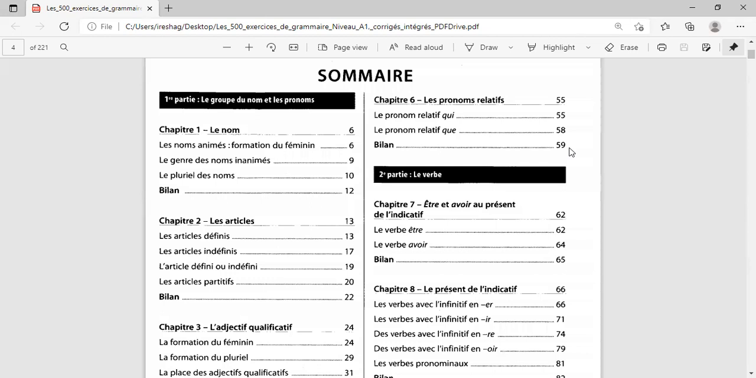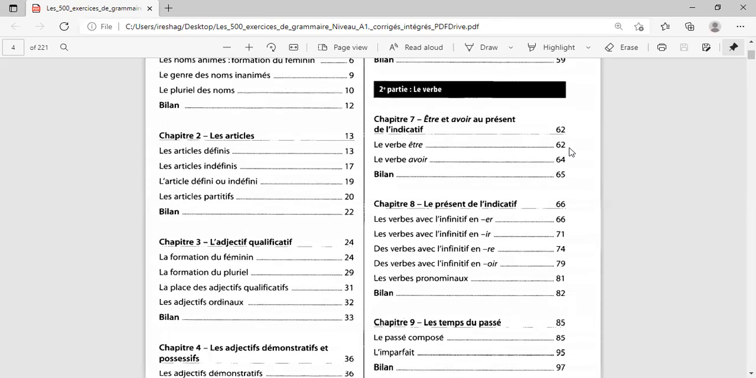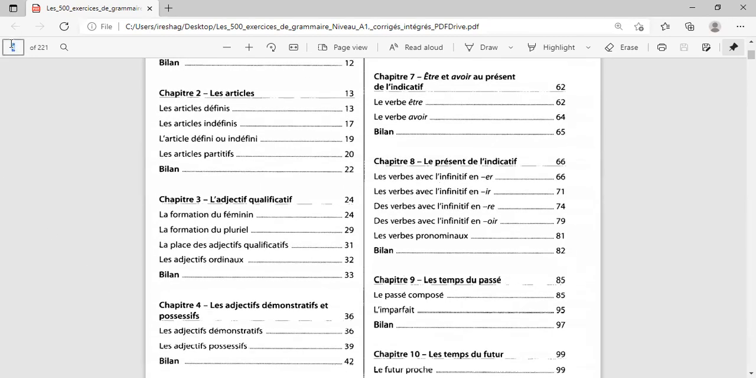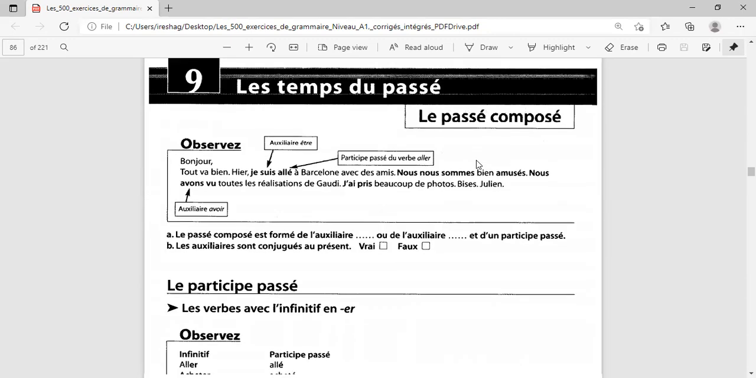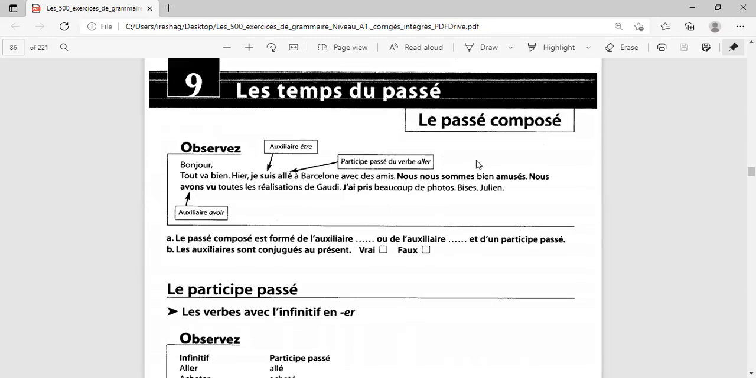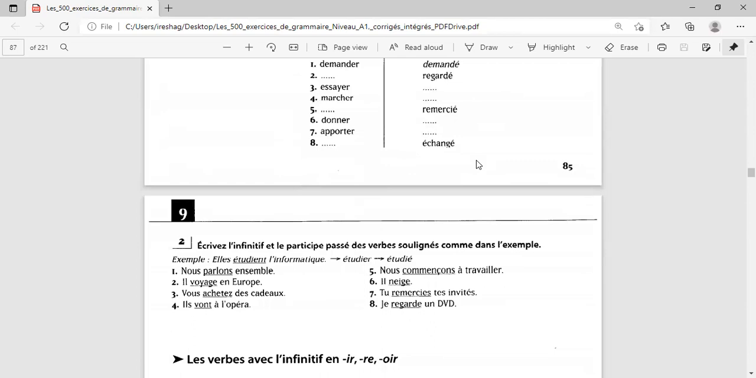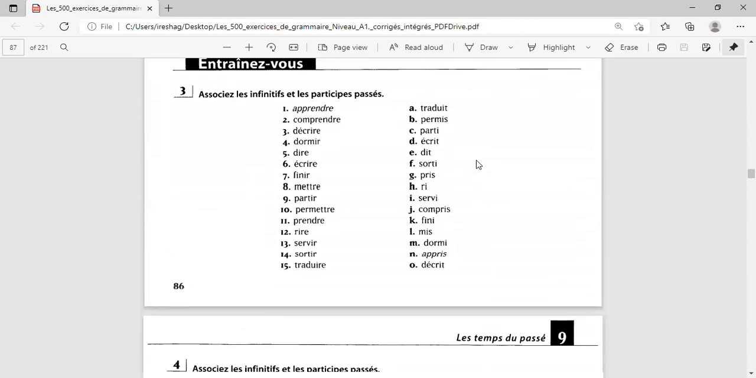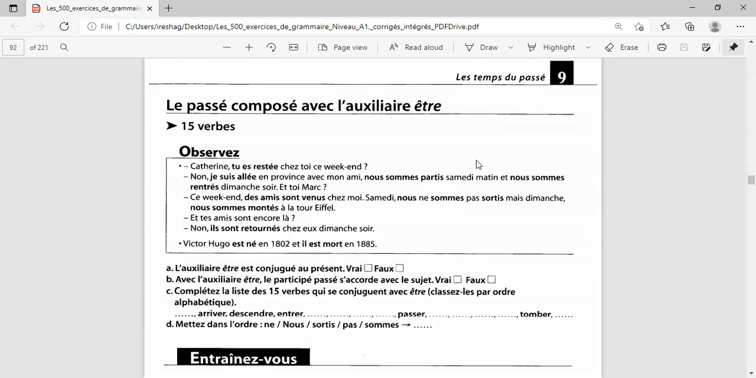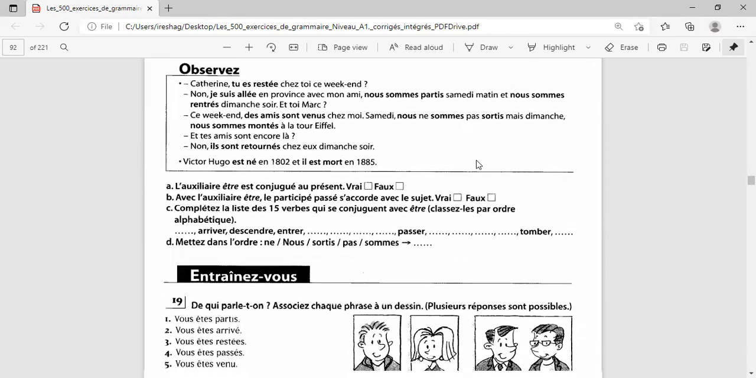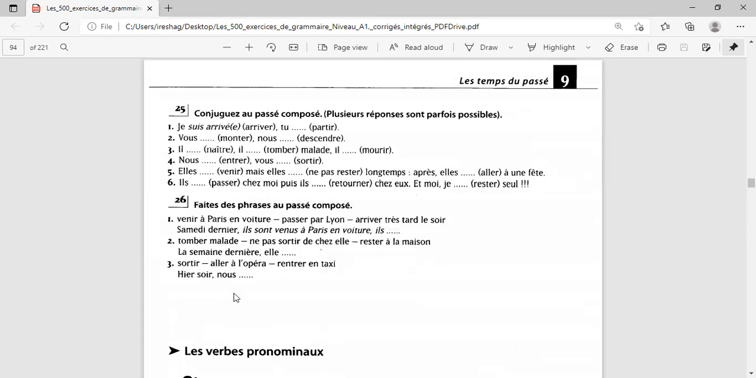Let me show you the passé composé. Okay, I mean this past participle and all. We did, right? Yes, we did the entire part, isn't it? Did we complete it all? Okay, you should be done up to here.